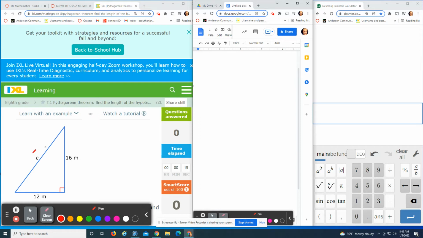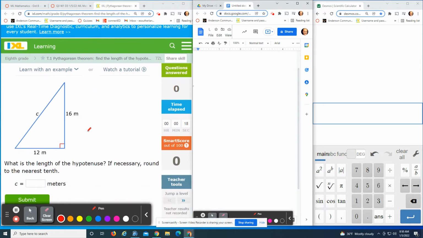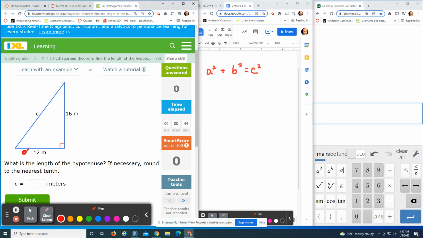And so when we look at this, we can see that C is what we don't know here. But that means that the other two have to be A and B. Does it matter which one's A and B? No. So remember, our problem is A squared plus B squared is equal to C squared. We already know what C is because it tells us right here. I always label the small one A and the next one B.